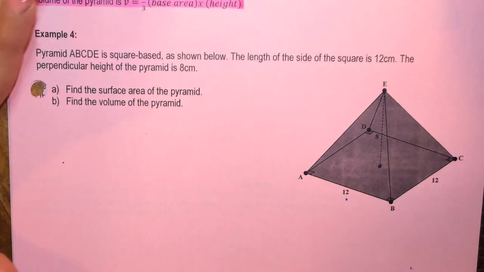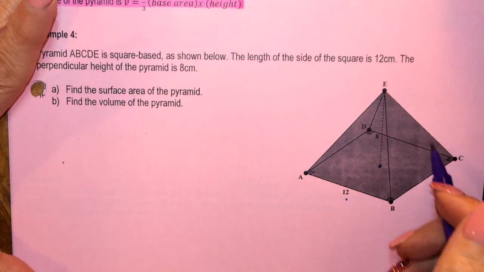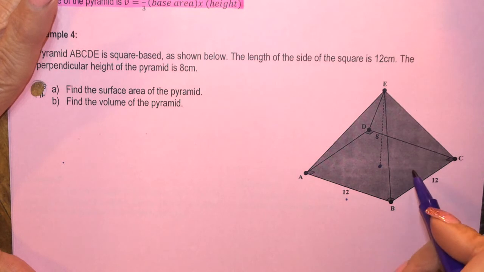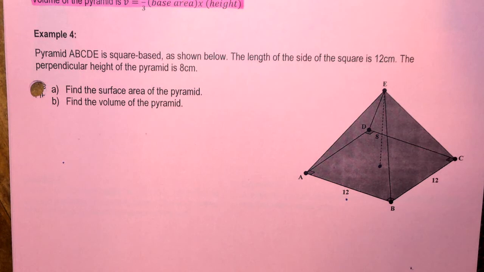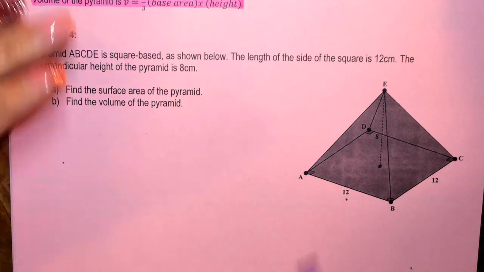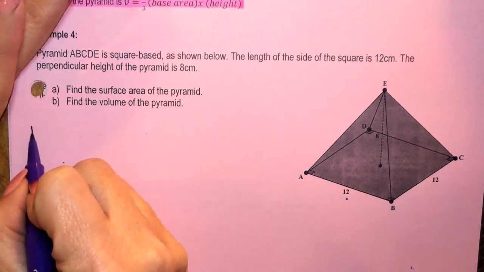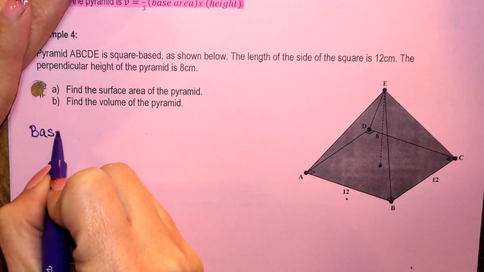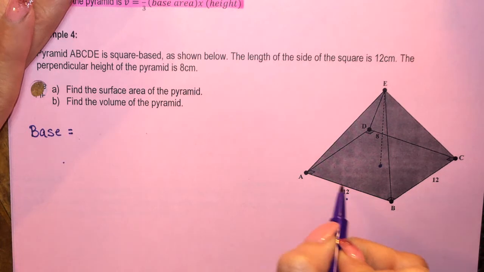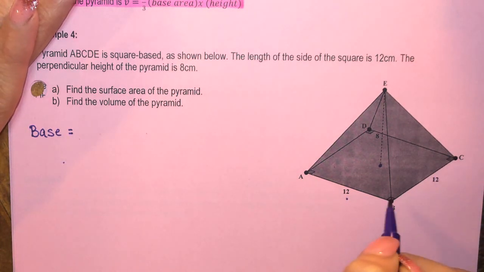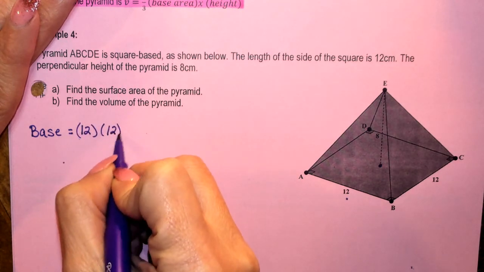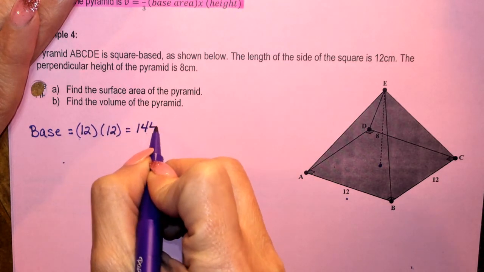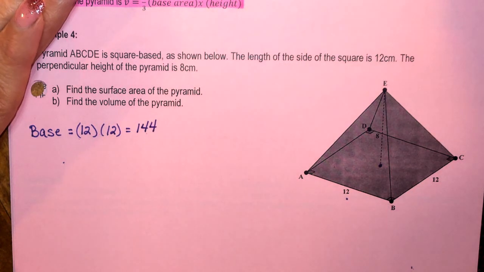Find the surface area. So I need to know the whole surface area, right? So I need to find the surface area of the 4 triangles and the base. Well, the surface area of the base might not be that hard to find. Can we do the base? Yeah. So let's say the base is 12 by 12, right? That would be my surface area on that. Base is 12 by 12, so that would be 144. Okay, so that's the base.